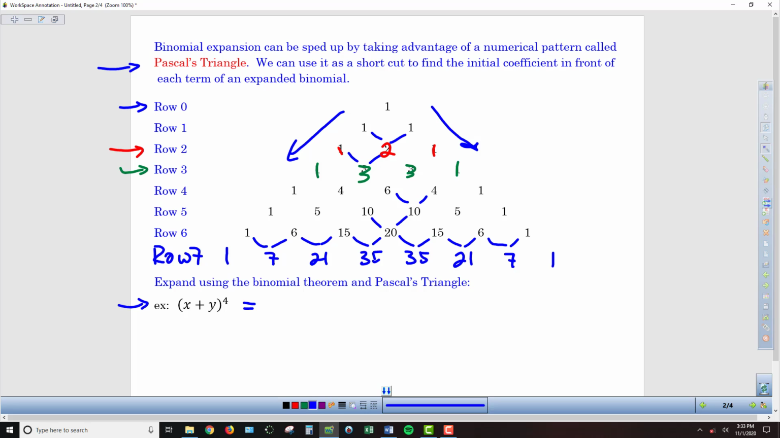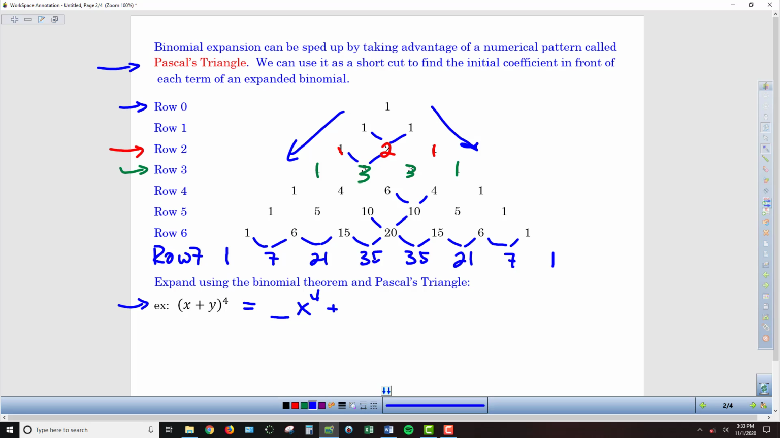So I'm going to leave a blank for the coefficient, and then I'm going to start with the exponents on the x's and y's for each term. So I'm going to have x to the fourth, because we start off with the x with the same exponent as what's on the binomial, and then the y is missing.